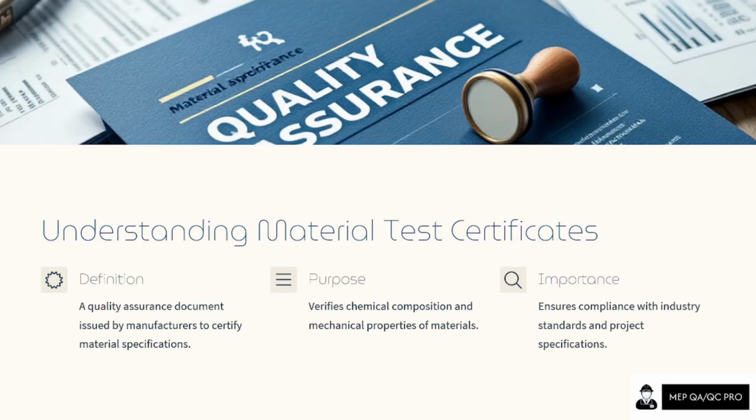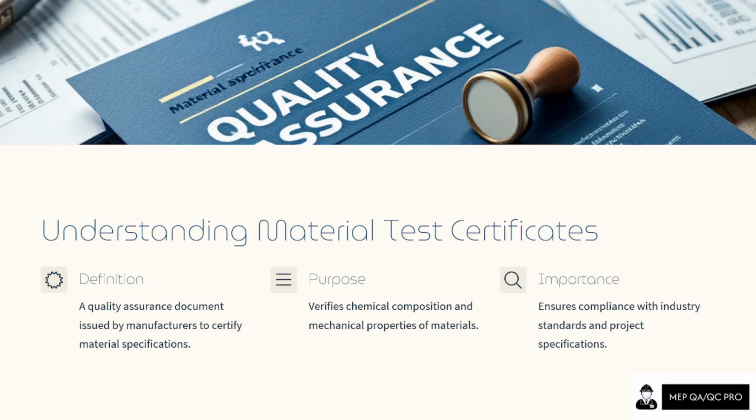Understanding the material test certificate, we have divided into three steps. First one is the definition, then second, the purpose and the importance of that test certificate. How can you define the material test certificate? A quality assurance document issued by the manufacturer to certify the material meets the specification.